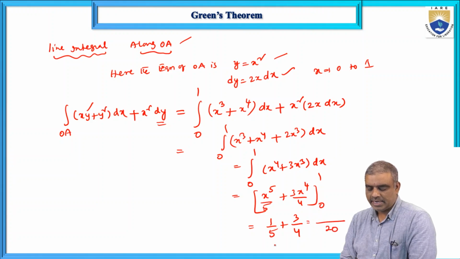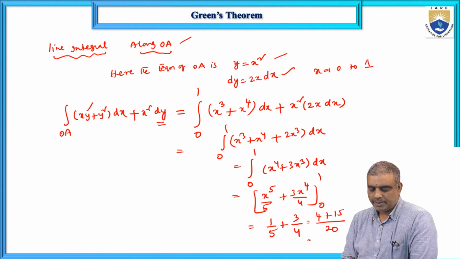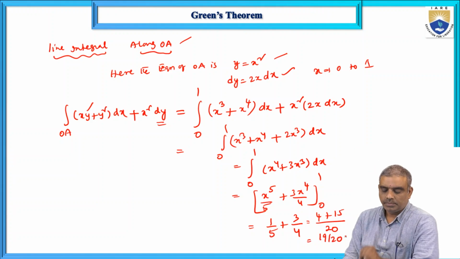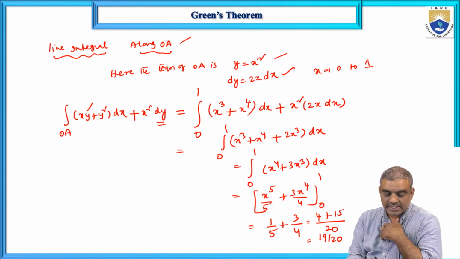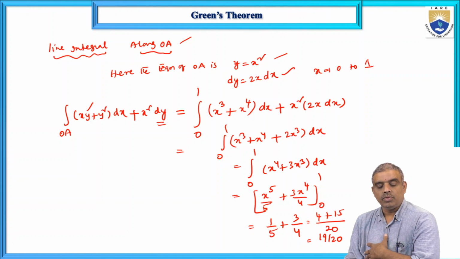So the LCM is 20. 5 4s are 20, 4 1s are 4, and 3 5s are 15. That is equal to 19 by 20. 19 by 20 is the line integral value along OA.